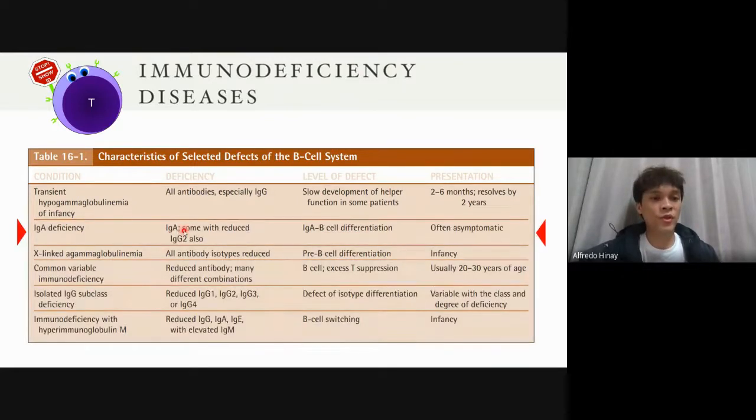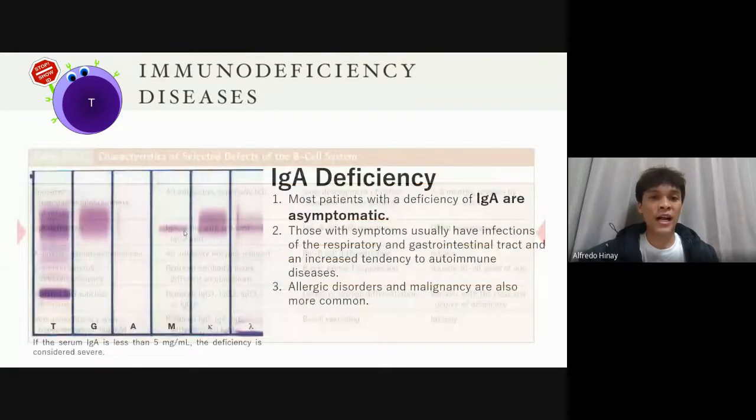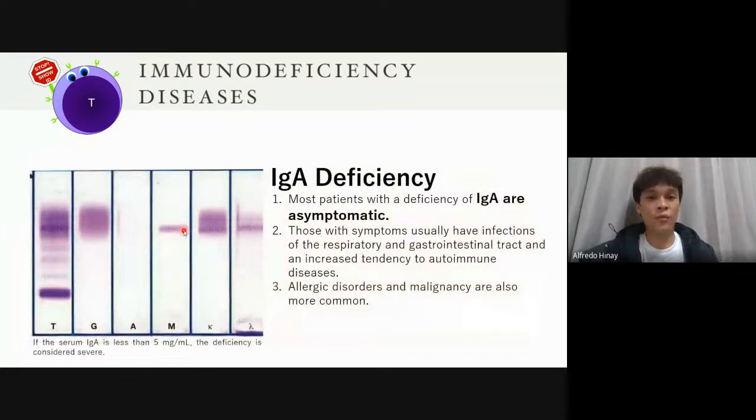Then, we'll move to your IgA deficiency. Yan, so madali na lang yung term kasi deficiency, kakulangan ng IgA. Okay, more specific on your IgA deficiency class. We learned in your antibodies that we have 5 antibodies. You have your GAMED, and then isa doon si IgA. Most patients with the deficiency of IgA are asymptomatic naman sa class.